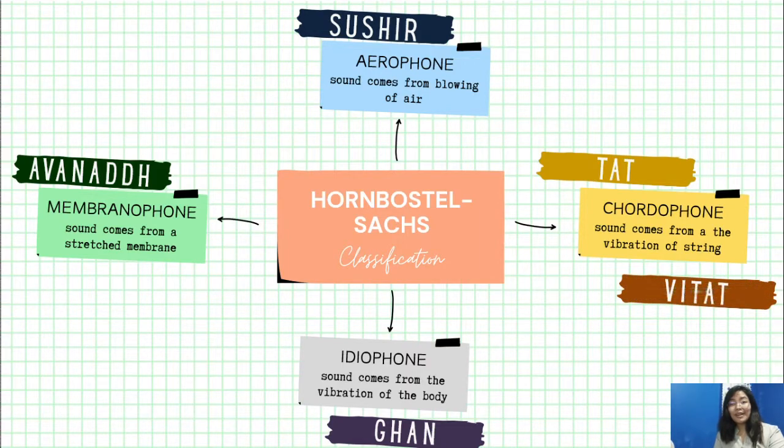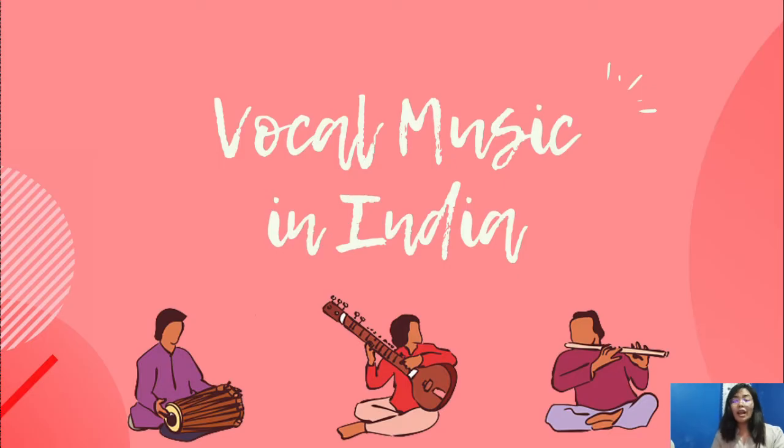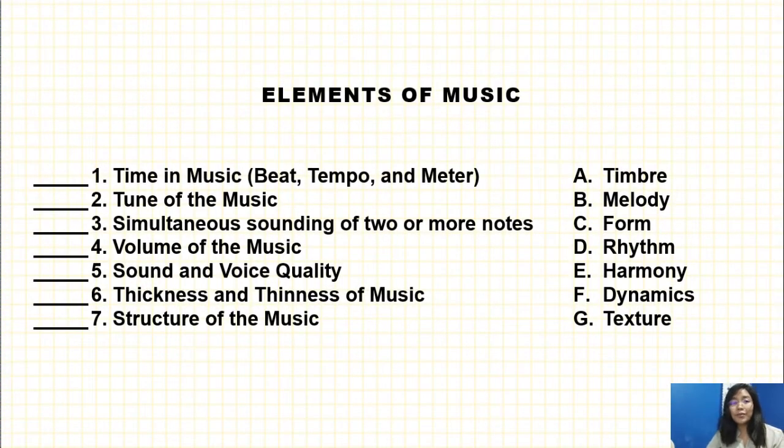Do you still remember it? The Tat is used for the plucked string instruments, and Vitat is used for the bowed string instruments. Very good. So today, we are going to discuss the vocal music of India. But first, let's have some review of the elements of music.